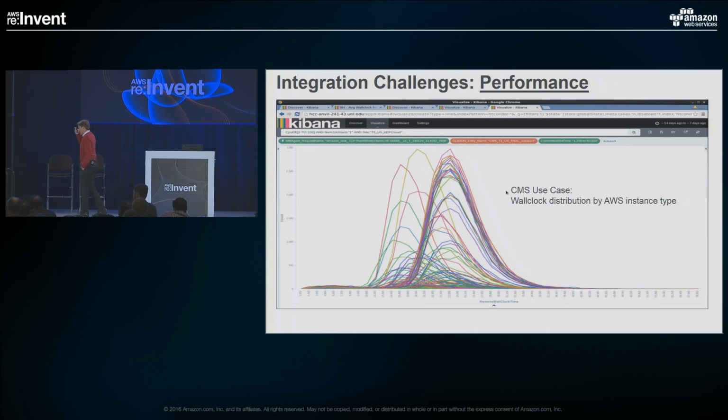So then we ran these 3 million jobs, and we could do a histogram of the time that the application took to run. And we did that on a resource type by resource type basis. And so the peak there is about 4 to 5 hours.